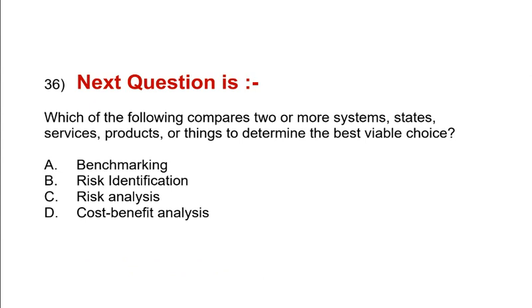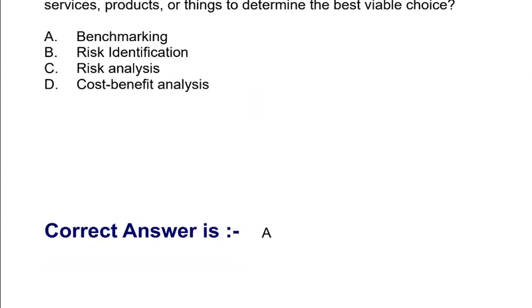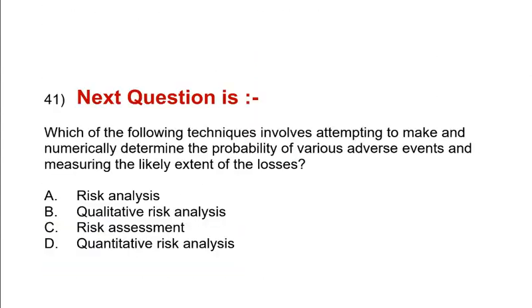Question is, which of the following compares two or more systems, states, services, products, or things to determine the best viable choice? Option A. Benchmarking. Option B. Risk identification. Option C. Risk analysis. Option D. Cost benefit analysis. Correct answer is option A.